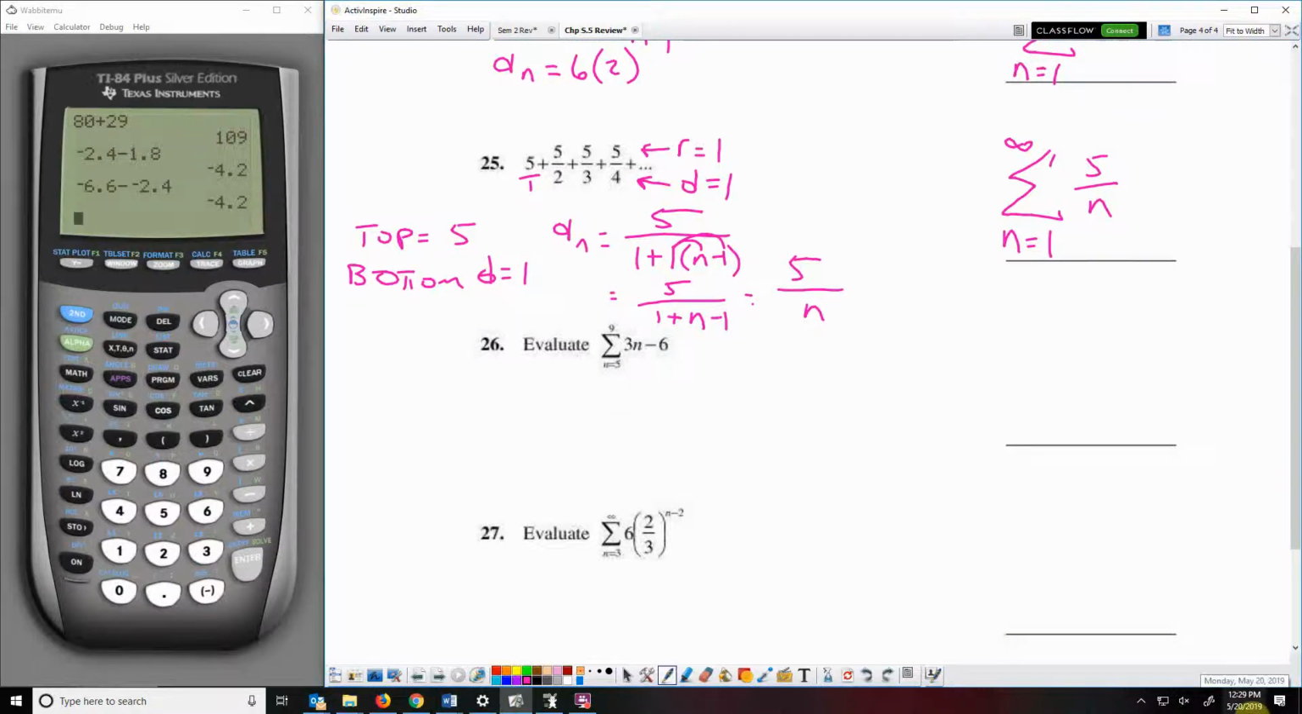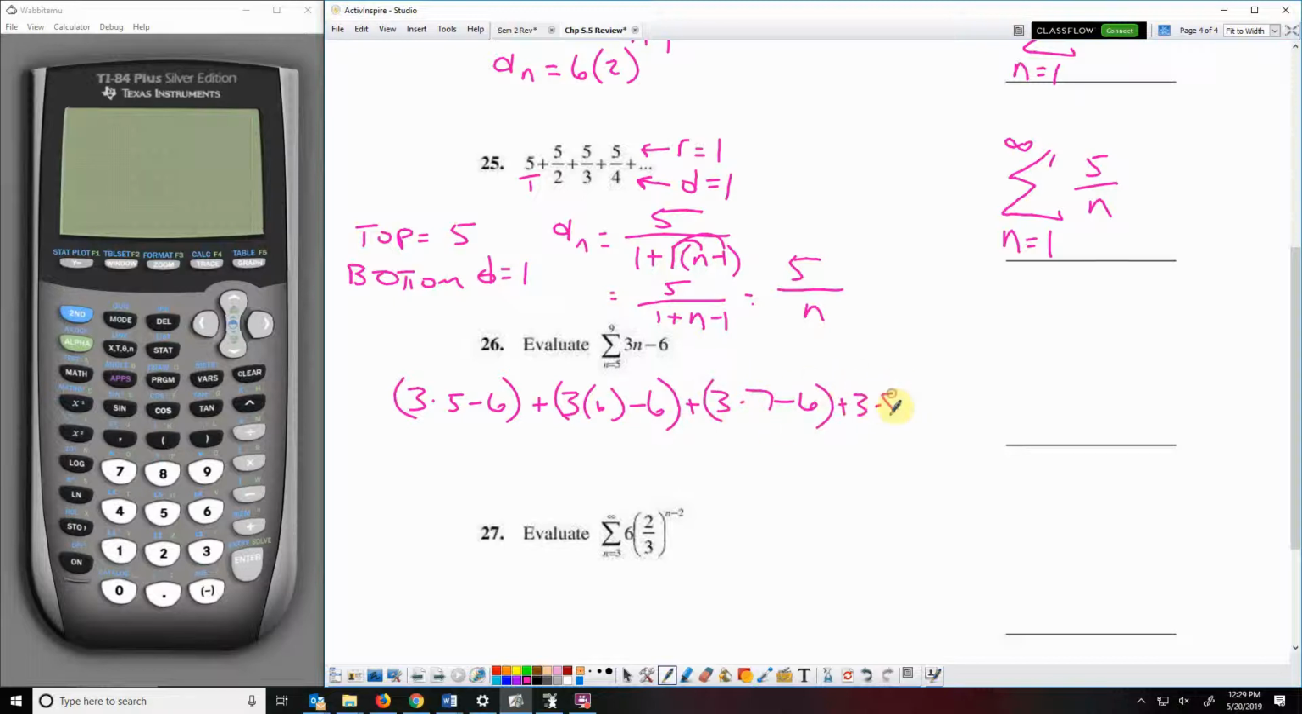Number 26, the summation of 3n minus 6 from terms 5 through term 9. 3 times 5 minus 6 plus 3 times 6 minus 6 plus 3 times 7 minus 6 plus 3 times 8 minus 6 plus 3 times 9 minus 6.